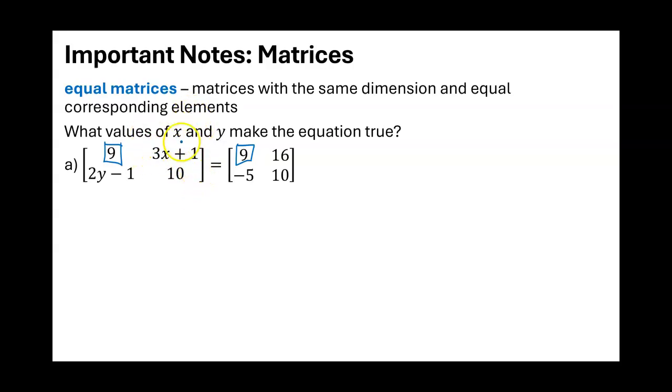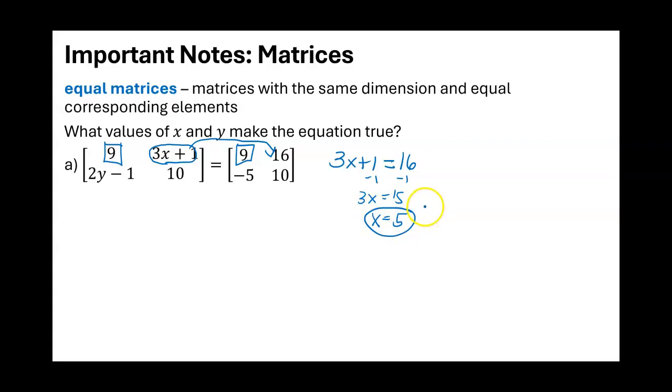Let's start with x. Our x is in this element, 3x plus 1. And to which element is this equal to? Again, these two matrices are equal. This element is the same as this element over here. So 3x plus 1 is going to be equal to 16. Now, can we solve for x? Of course, we've been doing this for a long time. Solving for x, we subtract 1, and then we will have 3x equals 15. Then dividing by 3, x is going to be equal to 5.